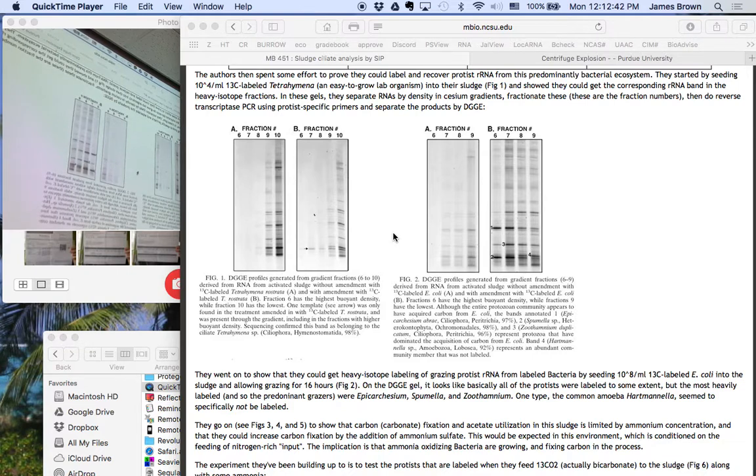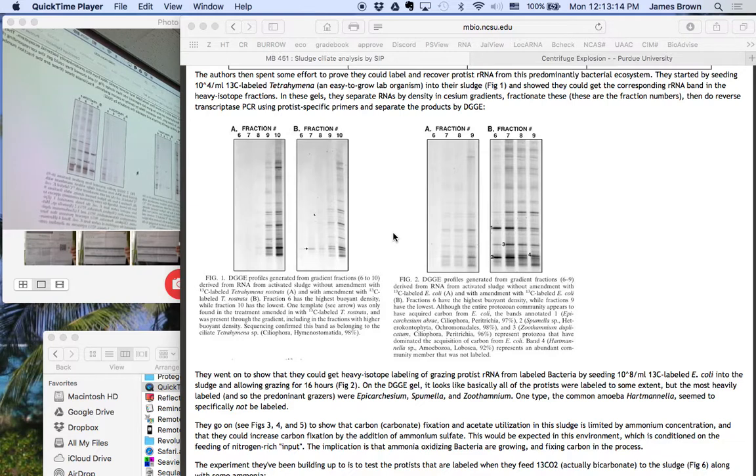So you're starting by adding C13 labeled tetrahymena to this stuff. No, you don't order it. You grow C13 E. coli. You grow E. coli on C13 glucose. You buy glucose. Grow E. coli in it. Spin down the cells, wash them, and feed tetrahymena. Grow tetrahymena on E. coli. Tetrahymena eats bacteria. And then you wash out the E. coli, and what you have left is C13 labeled tetrahymena. You add that to this sludge.